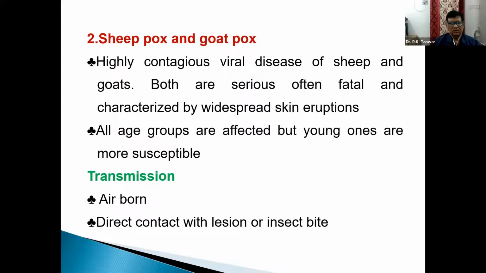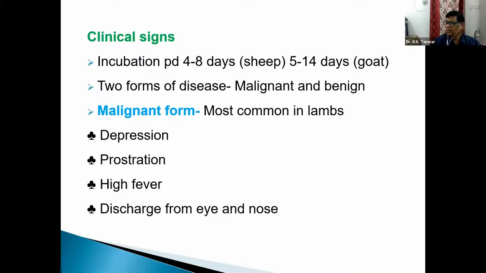Then sheeppox and goatpox are also a big problem in spite of vaccination. What is the reason? I don't know. Perhaps vaccination is not properly carried out, because there is one problem in animals, that the cold chain is not properly maintained at field level. Transmission is airborne, by direct contact, and even insect bites can transmit. The incubation period varies: in sheep it is 4 to 8 days, in goat 5 to 14 days.